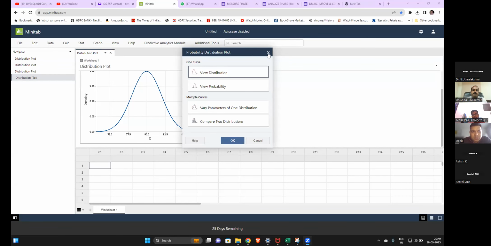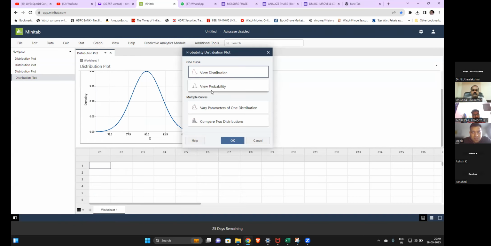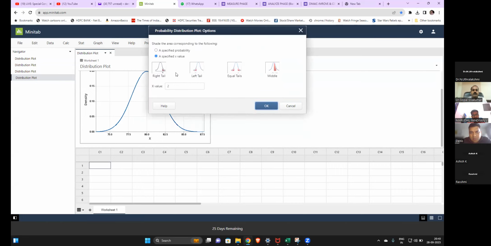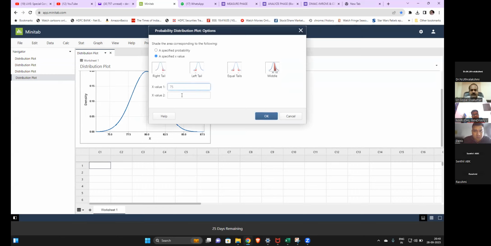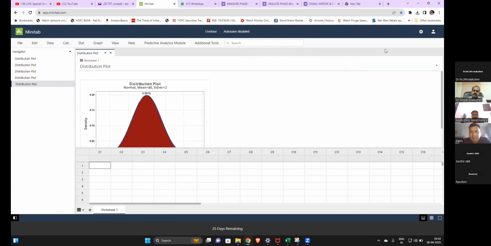Go to graph, probability distribution plot. Then choose view probability. Give OK. And now you declare the mean and standard deviation you are given. Now go to options. Which one do you want, right tail or left tail? Middle, the last one. Then it will be 75 and 85, or whatever value according to the requirement. Now you give OK. In your case, the graph will also appear inside the session window. That's all. Now you zoom out properly and then see.